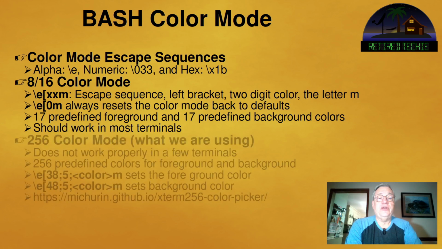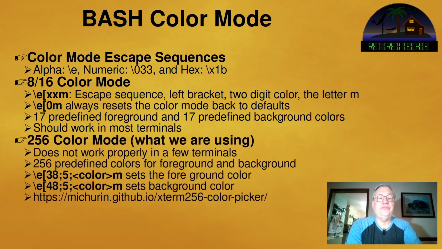For the 256 color terminals, things are a little different. The escape sequence looks like this. You have a \E left bracket and then 38:5:, then your color number, then M. The 38:5: indicates it's a foreground color. If we replace that with 48:5:, that indicates a background color. As an example, bright red foreground color is \E left bracket 38:5:9, which is the color, and then M.